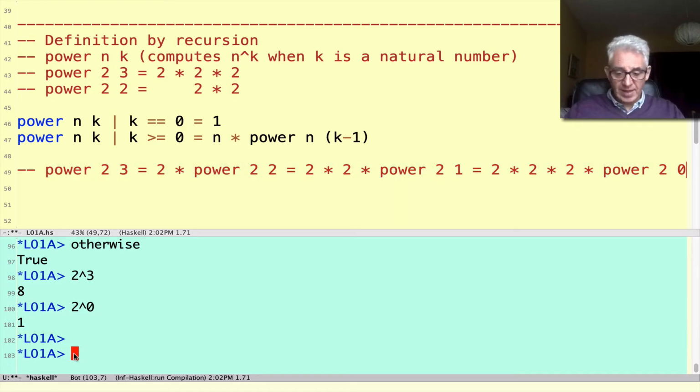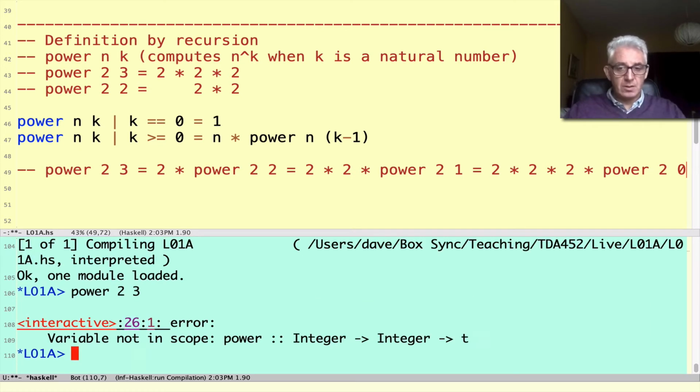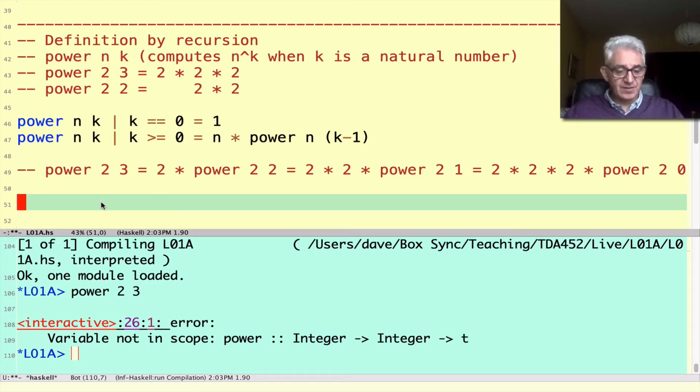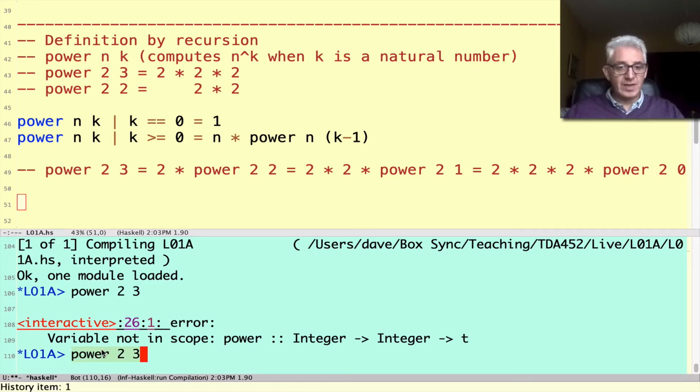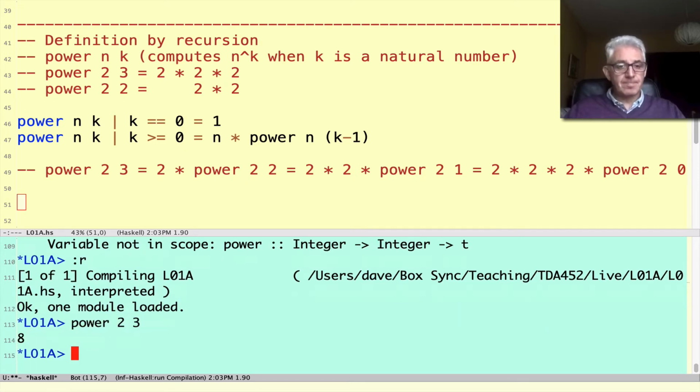So let's just reload that file and compute power 2, 3. Oh, I'm not in scope. What's happened? I didn't save the file. I've saved the file. Let me reload that file. And we see that we do get indeed the expected answer.